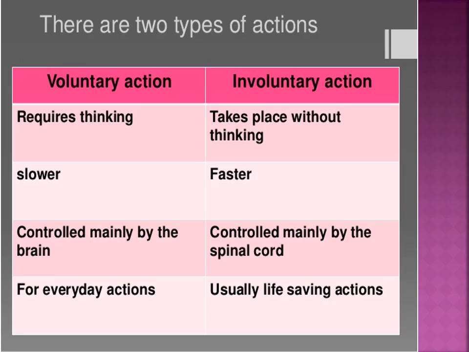Voluntary action requires thinking, while involuntary action takes place without thinking. Voluntary are slower, involuntary are faster. Voluntary are controlled mainly by the brain. Involuntary are controlled mainly by the spinal cord. For every voluntary action, we have to think about that and then we have to perform. Involuntary is usually a life-saving action in which we don't have to think, we will abruptly do that thing without thinking. So those are the involuntary actions.